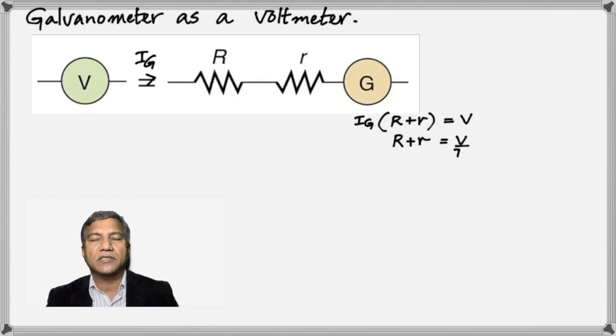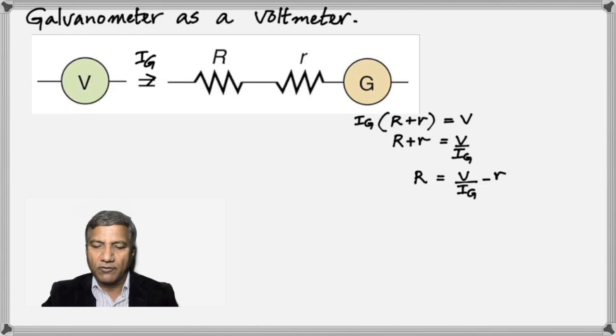Now from this equation, we can rearrange, use the math to make caps R the subject. And we would get the formula as V by IG minus R. So that gives us an equation to calculate the high resistance that must be connected in series with the galvanometer. And the value of the resistance depends on how much voltage we want to measure.